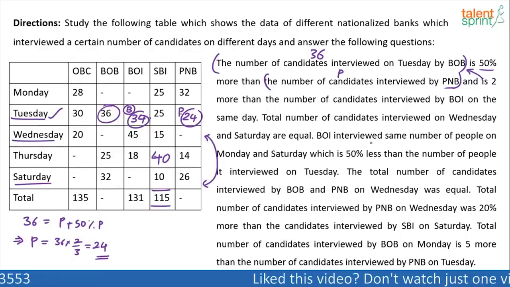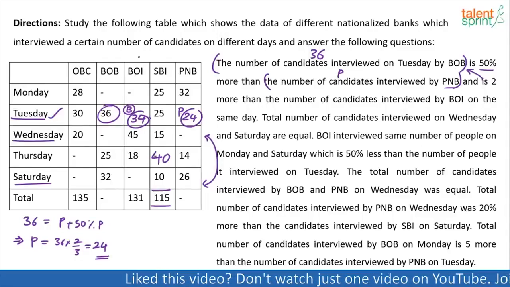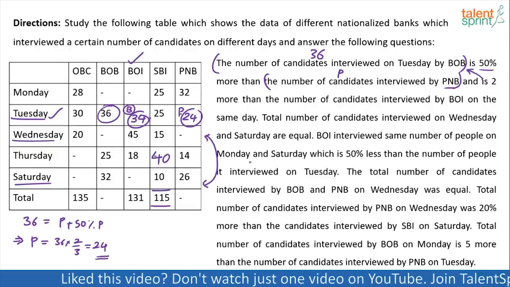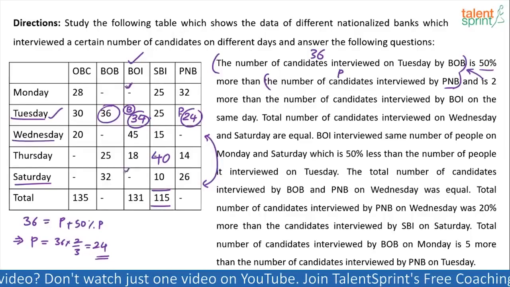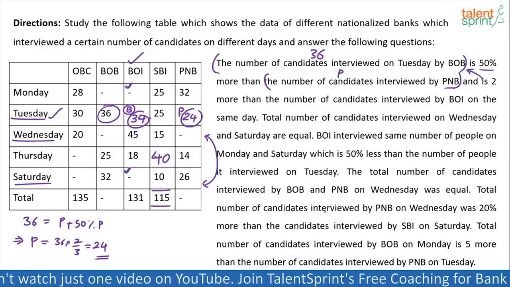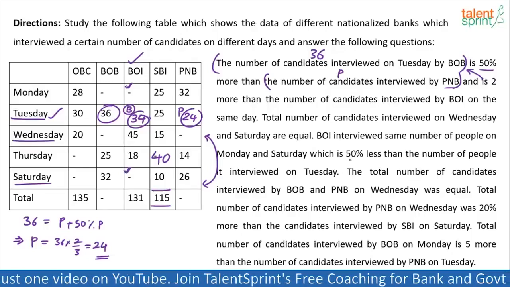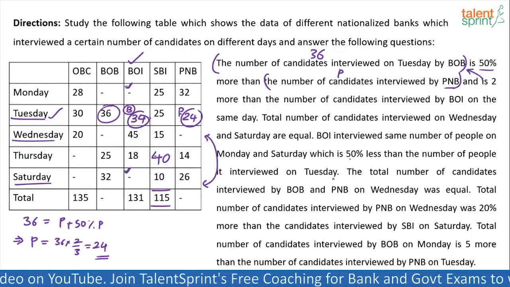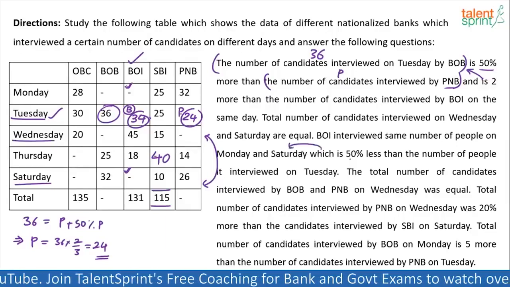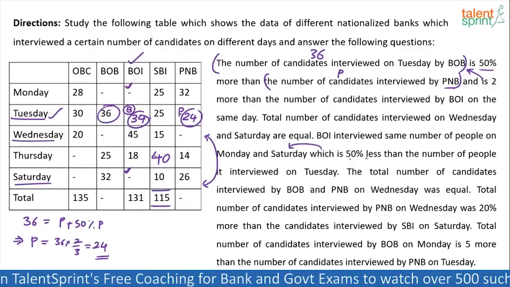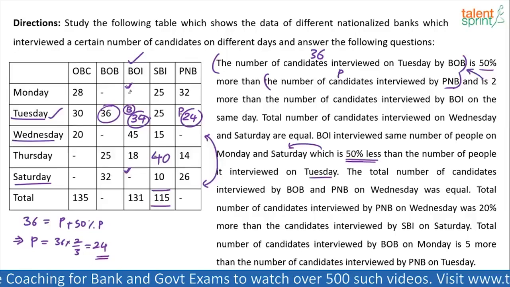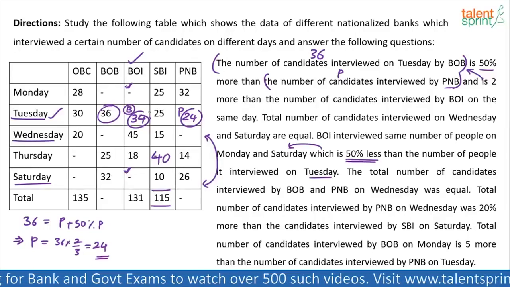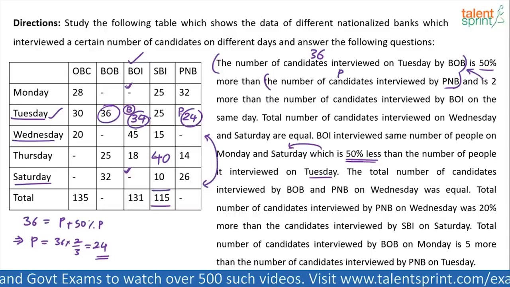Next, BOI interviewed the same number of people on Monday and Saturday. BOI, this particular bank, interviewed the same number of people on Monday and Saturday. See, both the values are missing here. The same number of people on Monday and Saturday, which is 50% less than the number of people it interviewed on Tuesday. How many people did BOI interview on Tuesday? 34. We have already got this value.